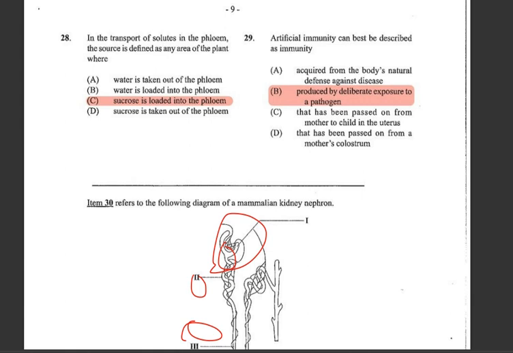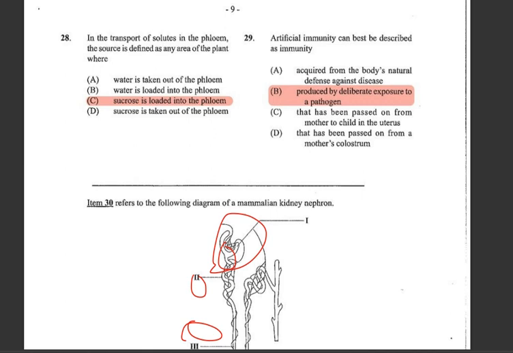Alright, good. Number 28, in the transport of solutes in phloem, the source is defined as any part of the plant where the sucrose is loaded into the phloem. And that is where the transport of the solute in the phloem begins.